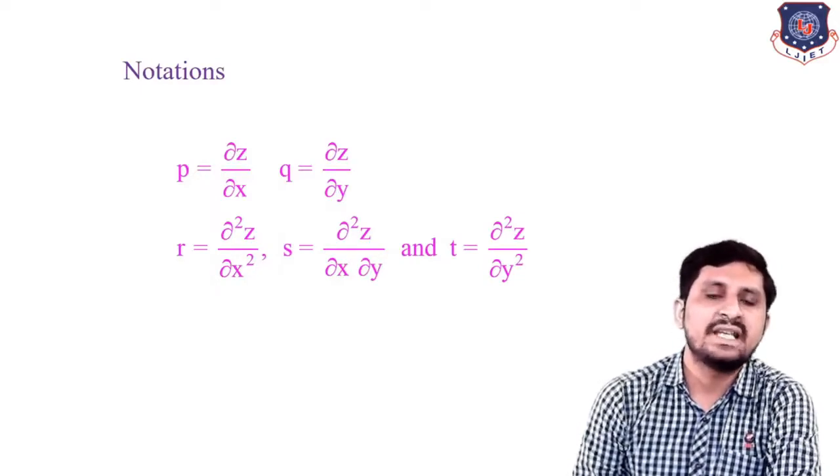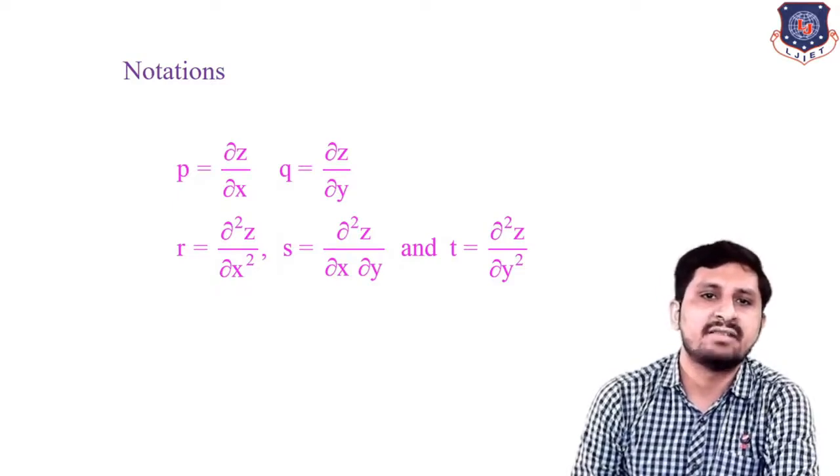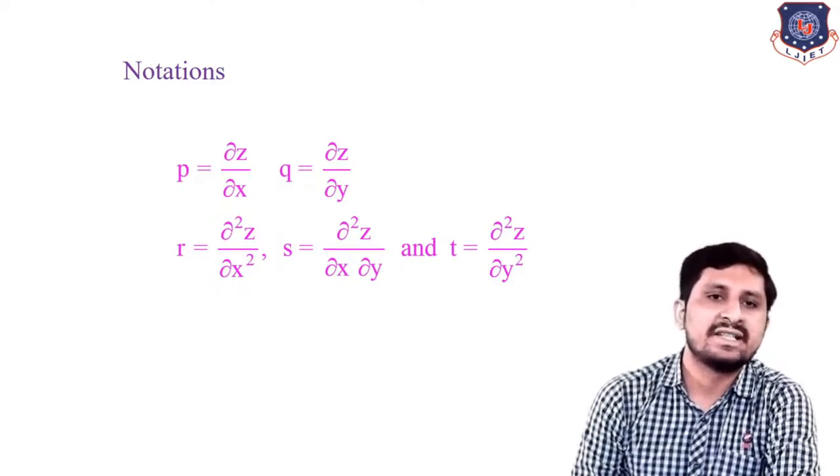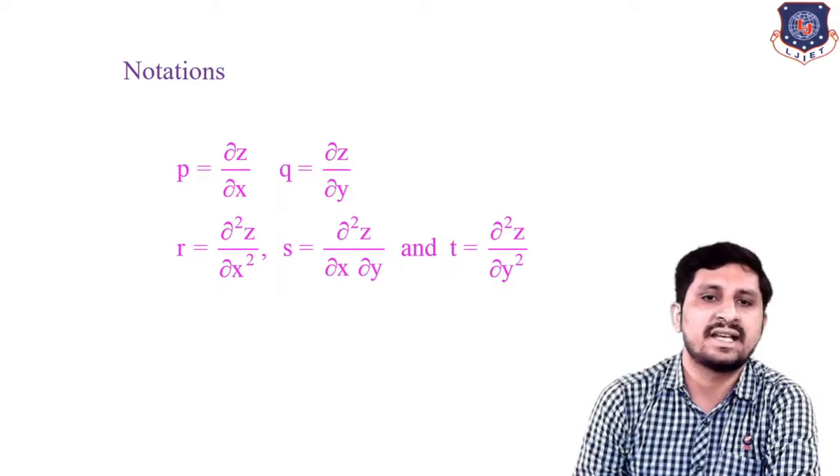First, P is equal to del z by del x, Q is equal to del z by del y, R is equal to del square z by del x square, S is equal to del square z by del x del y, and T is equal to del square z by del y square. You already used these notations in your second semester engineering mathematics for the chapter ordinary differential equation. The same notations we will use in this chapter also, so just remember P, Q, R, S and T.